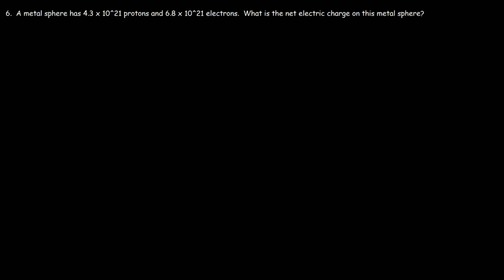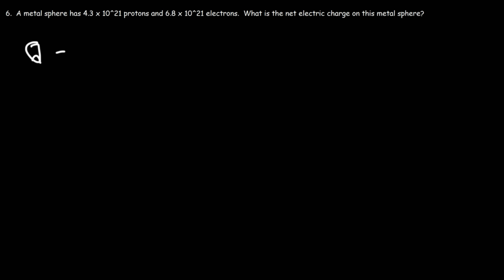Number 6. A metal sphere has 4.3 times 10 to the 21 protons and 6.8 times 10 to the 21 electrons. What is the net electric charge on this metal sphere? In order to determine the net electric charge, we need to know if we have more protons than electrons, or vice versa. In this case, we have more electrons. What we really need to do is determine the excess number of electrons and convert that to electric charge. But there's a simple formula that you could use to get this answer quickly.